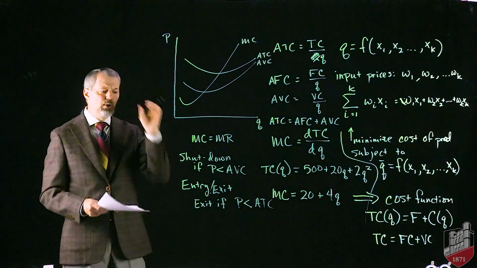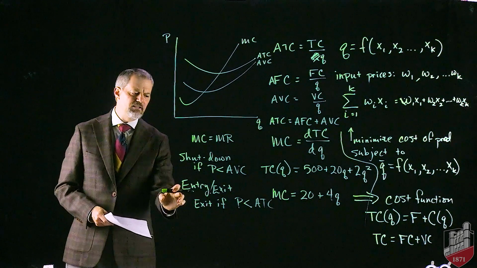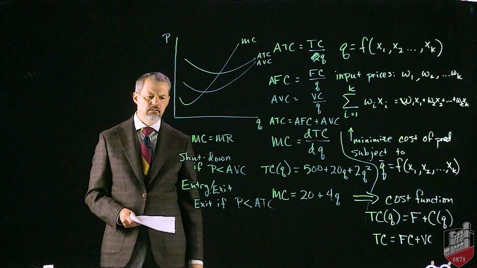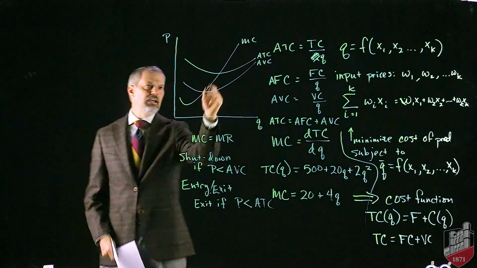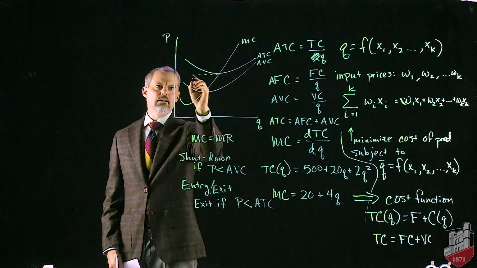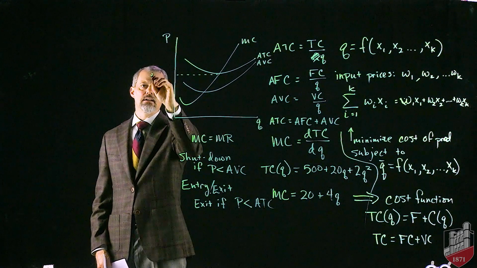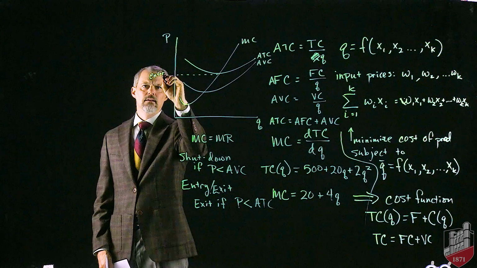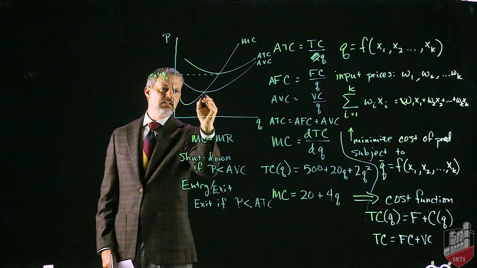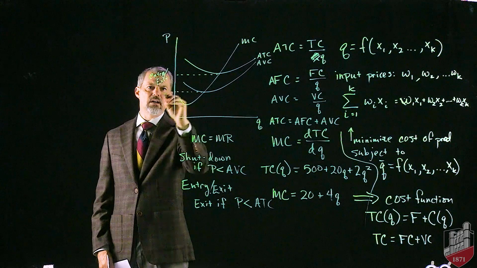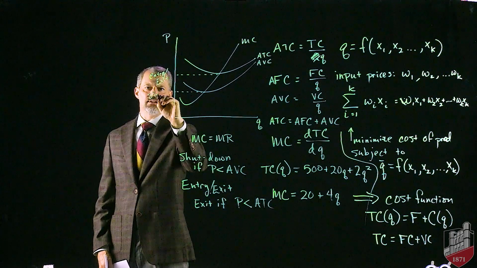So if I were to put the shutdown and the entry-exit points on this picture, our entry-exit point would be right here. This would be entry, exit, and then right here at the bottom of that average variable cost curve, that's your shutdown point.